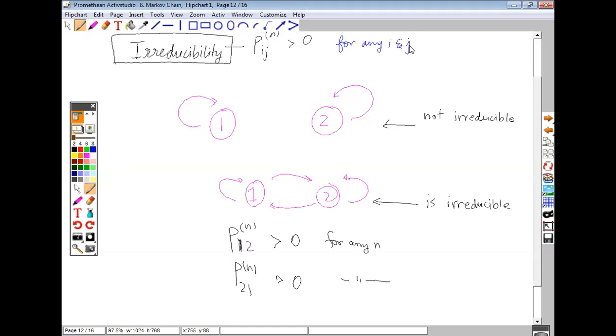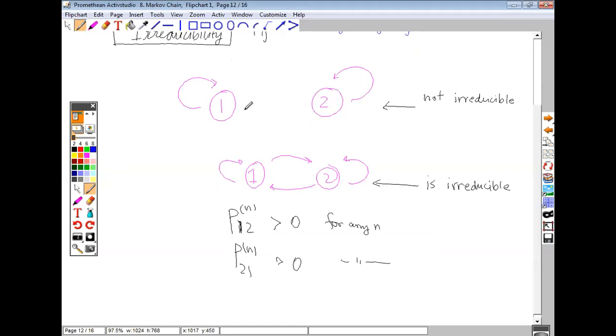Okay, and then we saw that if we have a chain like this, to write its transition matrix, it would be something like this. Now if you see, there's no way you can go to 2 from 1. So it's not irreducible. Whereas this seems like it is irreducible, because there's always a chance that you can still go to 2 if you're at 1, and otherwise.